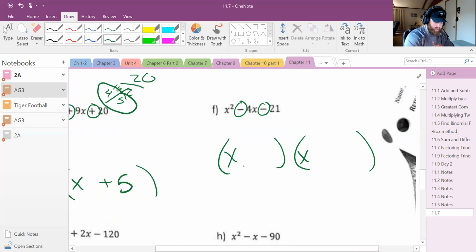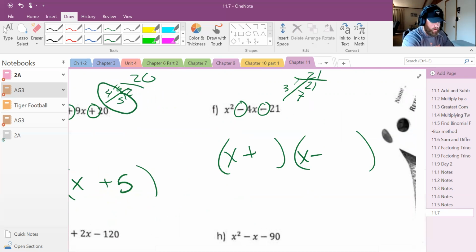x and x. Okay, what factors of 21 can give me a negative 4? 1 and 21, 3 and 7. Okay, one's got to be positive, one's got to be negative. How do I know that? Because the last term is negative. I need a positive times a negative for it to end up being negative.